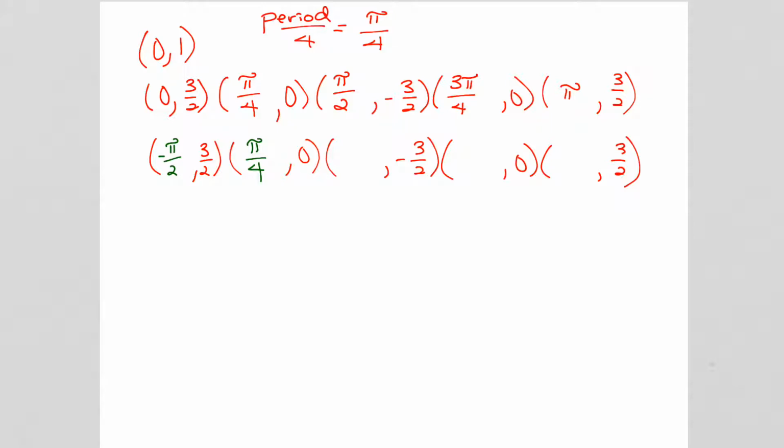Excuse me, back here that was supposed to be a negative pi over 4. Because we had pi over 4 plus negative pi over 2. Okay. So now, negative pi over 4 plus pi over 4 is 0. 0 plus pi over 4 is pi over 4. Pi over 4 plus pi over 4 is pi over 2.